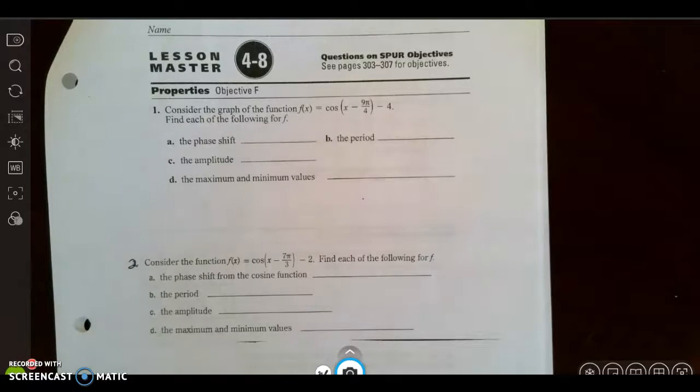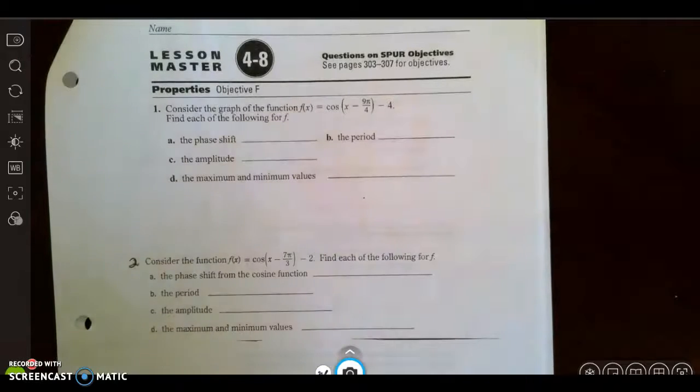This is lesson master 4.8. Let's see. It says, consider the graph of the function f of x equals the cosine of x minus 9 pi over 4, minus 4. Find each of the following for f: the phase shift, the period, the amplitude, and the max and minimum values.